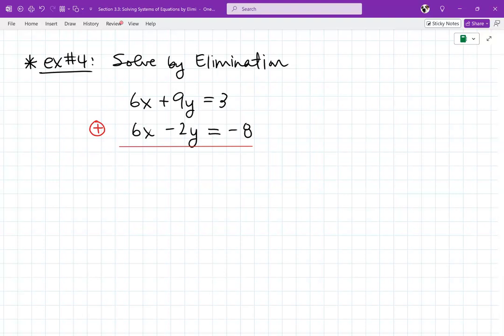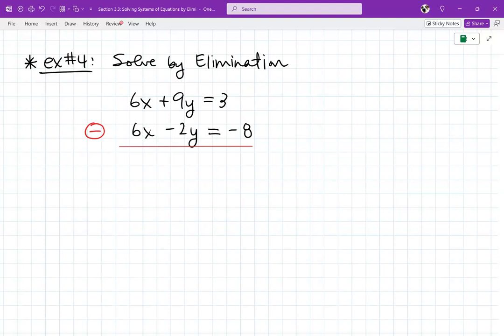Just add, right? 6x plus 6x, that's 12x. And 9y plus a negative 2y, that's a positive 7y. Did I eliminate a variable? No. That's how I know that addition doesn't work. Okay? So then what I'm going to do, and now you can start writing this down, is I'm going to subtract. Now subtraction sometimes gets a little tricky. Right now you're going to see what I mean by this.